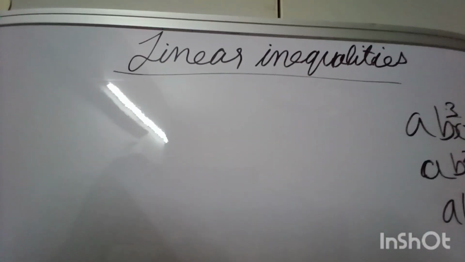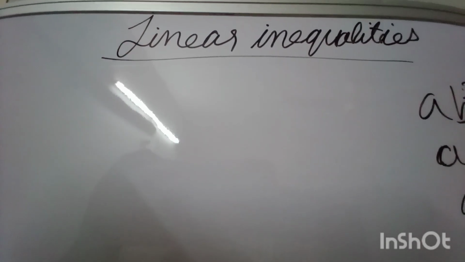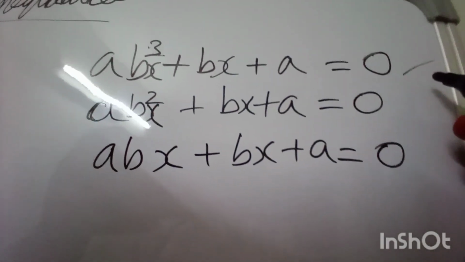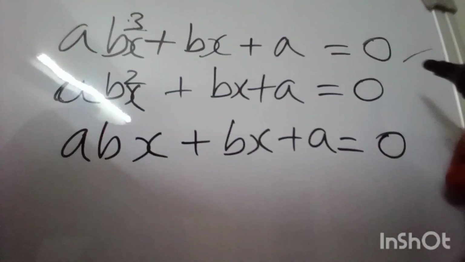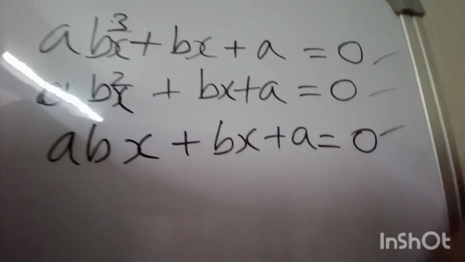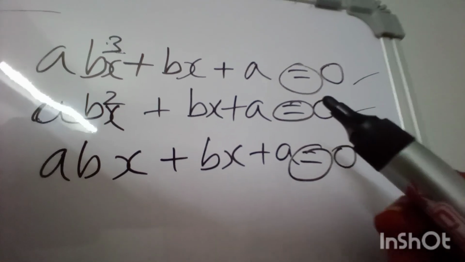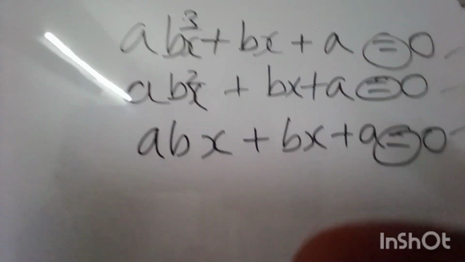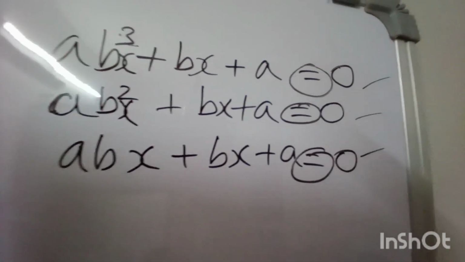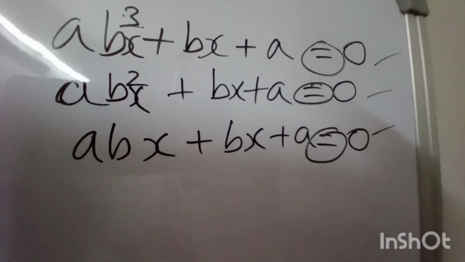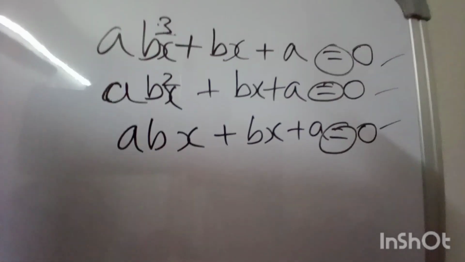Before this, we had studied quadratic equations and linear equations. So let us have a small recap. So this is your triquadratic equations, and this is your quadratic equations, and this is your linear equations. When we see the equal to sign, we call that an equation, okay? But then when do we call an equation an inequality? Quadratic equality, triple quadratic equality, and linear equality. When do we call it an inequality? Let us see here.